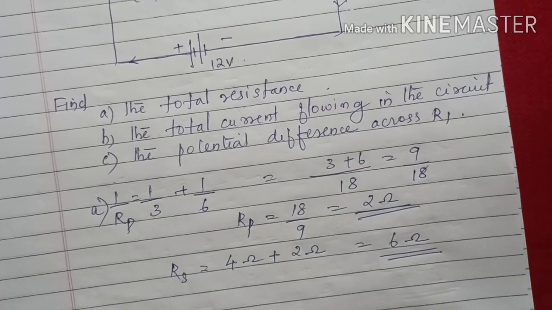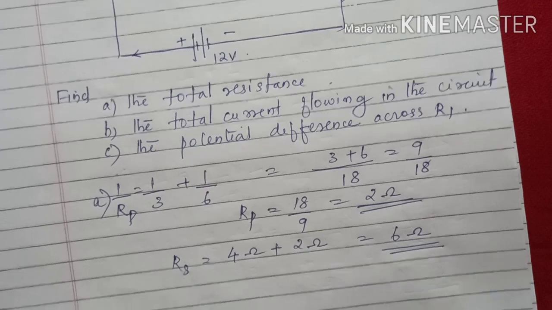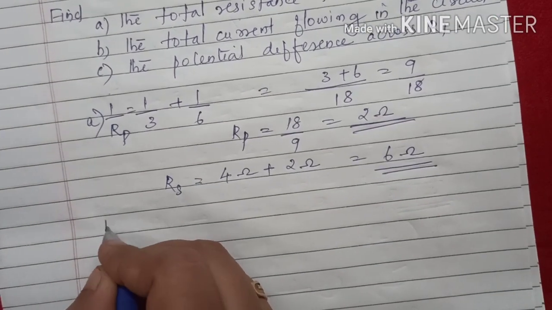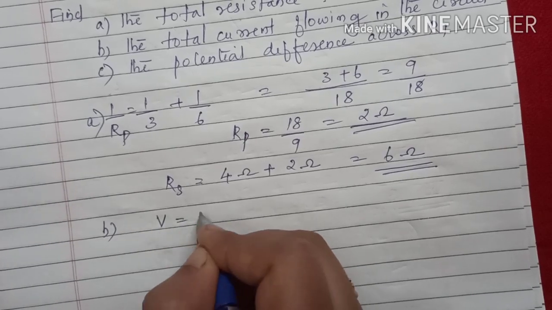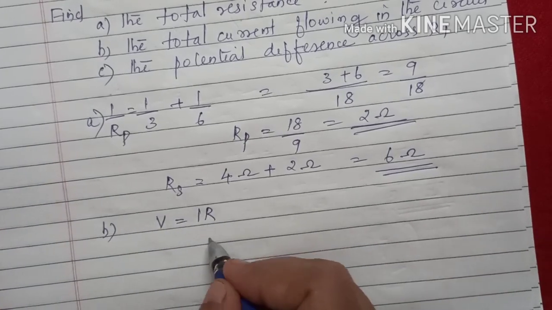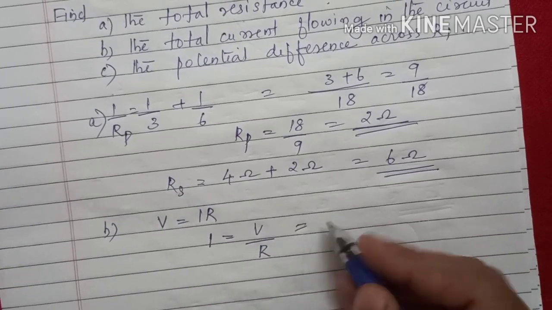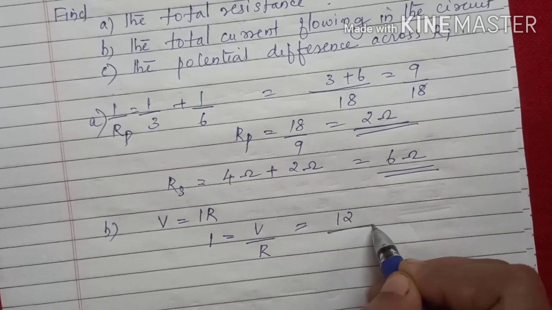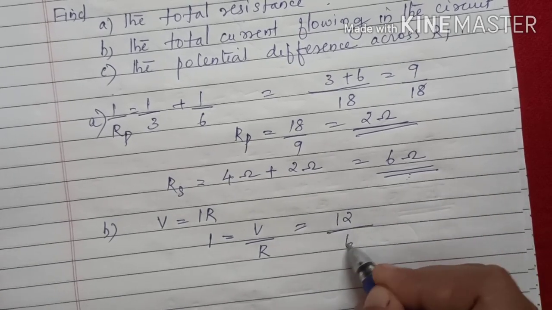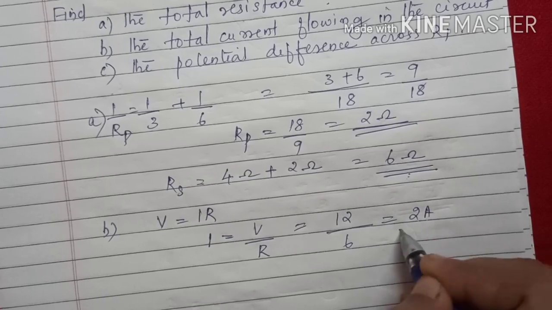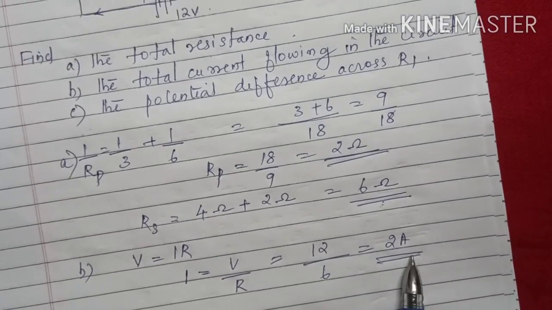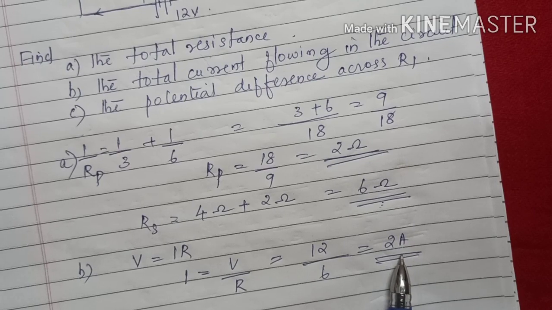The second part is the total current flowing in the circuit. How will you find it? If you have the total resistance and the potential difference given, you can find the current flowing through the circuit using Ohm's law. So for finding the total current, you can use the equation V = IR. So what is I? I = V/R. V is given as 12 and R you got as 6, so the answer is 2 ampere. Understood? So the current through the circuit is 2 ampere.